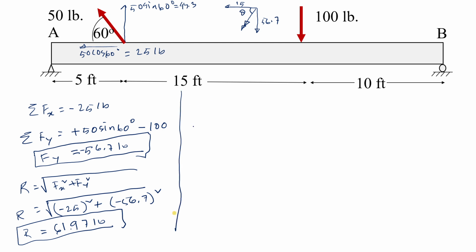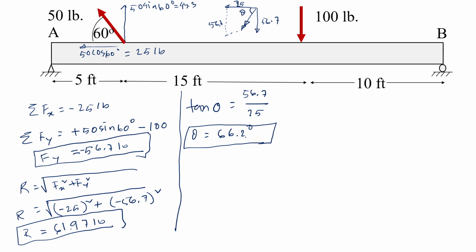And then the angle, the direction: we can simply do tan theta is equal to, we can draw a simple line like this. So that would be simply the opposite, 56.7, over adjacent, 25 pounds. So theta I calculated 66.2 degree. So it's going to go to the left downward direction.